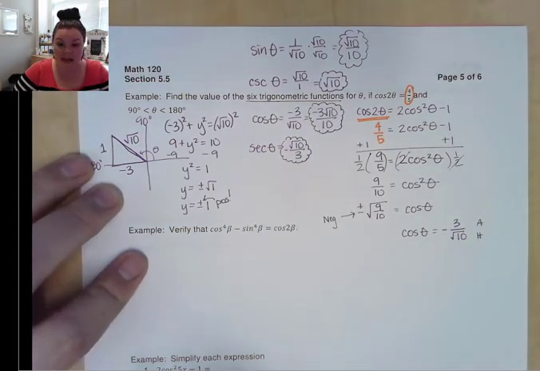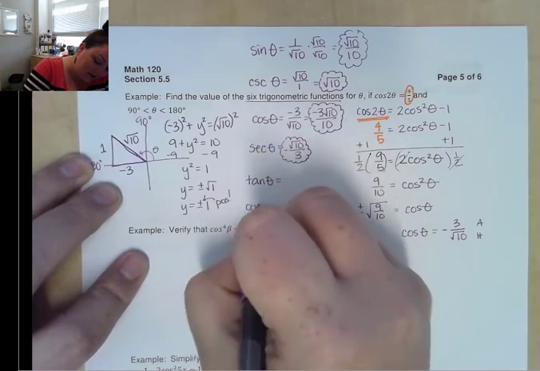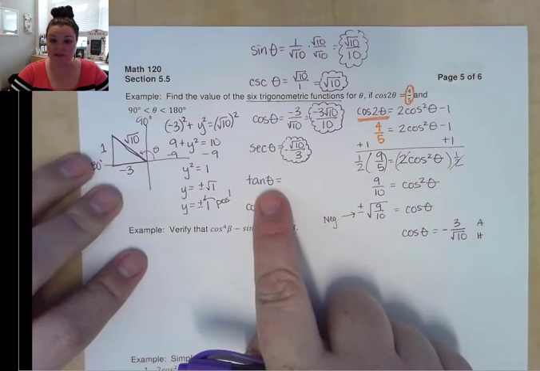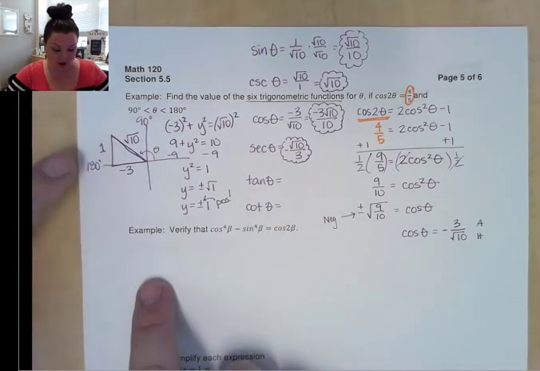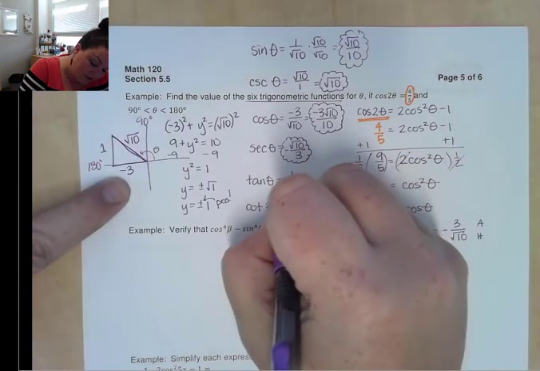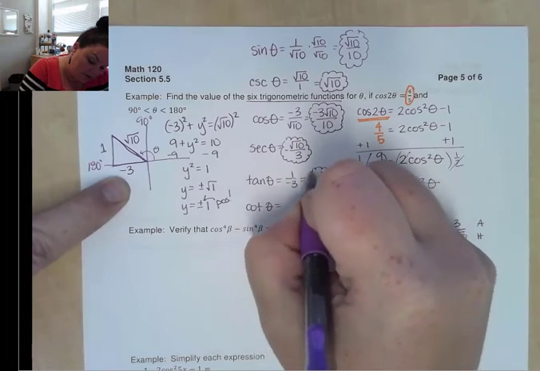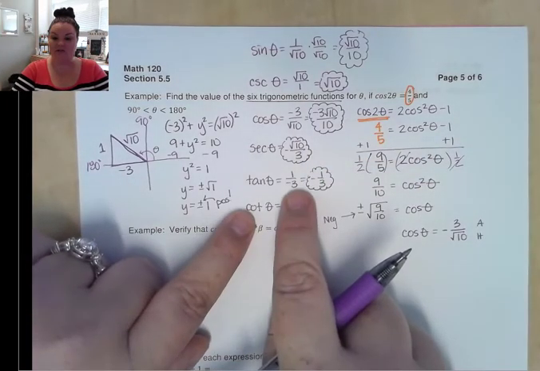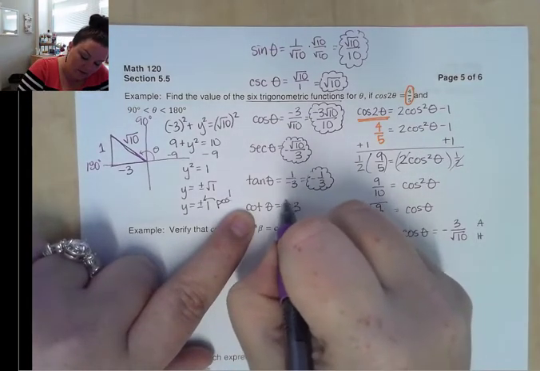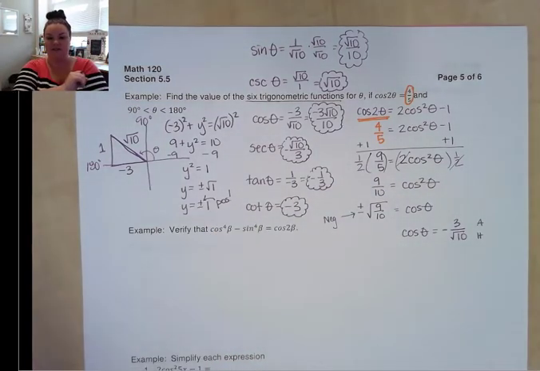Okay, and then the last value that I need to do is tangent theta and cotangent theta. So tangent is opposite over adjacent. So opposite is 1 over adjacent, which is negative 3. So 1 over negative 3 is negative 1/3, right? And then cotangent is just the inverse of that. So if I take 1 over negative 3 and flip it, I get negative 3. Okay? All right. So there's our 6 trig function values.